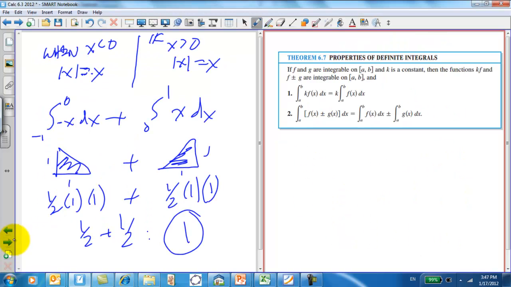Now, properties of definite integrals. Here's that constant multiplier rule again. Notice how the constant k here can just come on out, just like it did with the derivatives. Isn't that handy? And also the idea that you can distribute this over addition and subtraction. So the definite integral of a sum or difference equals the sum or difference of the definite integrals.